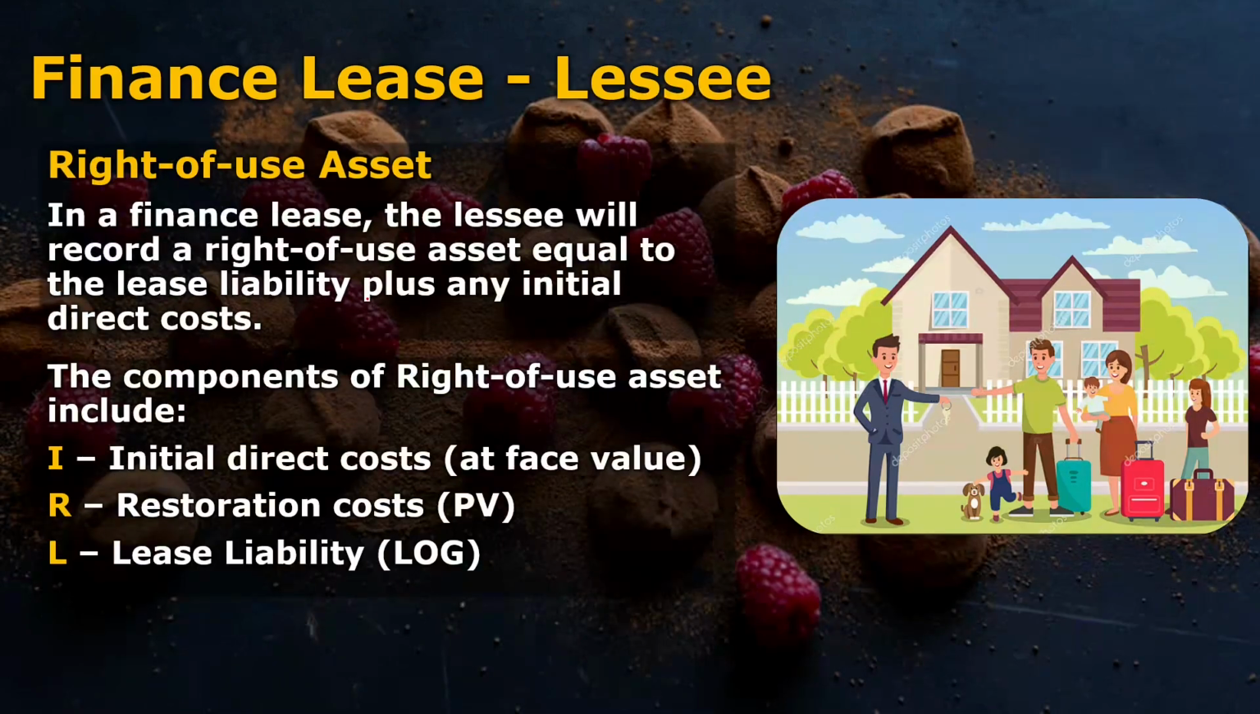Restoration cost at the end of the lease term. Ano to? This is a contractual agreement between the lessor and the lessee to dismantle any installed equipment, to restore land to its condition before the lease, etc. You know, just like in PPE. You need to express the restoration cost agreement at present value. And then, the lease liability, which comprises of lease payments, option to purchase, and guaranteed residual value. Of course, isasama mo din sa right of use asset.